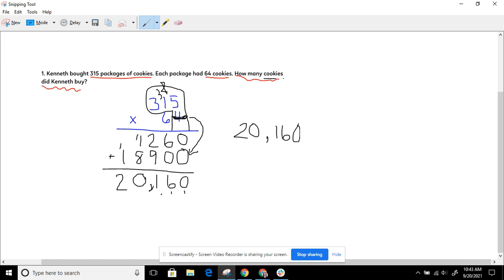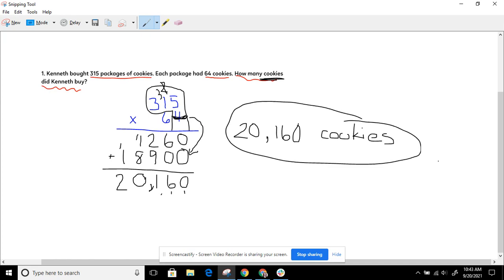Well, how many cookies did Kenneth buy? Kenneth bought 20,160 cookies. That's what we were solving for, is the number of cookies. So there's our answer for number 1. You can use this. Just make sure you show your work on your own piece of paper.